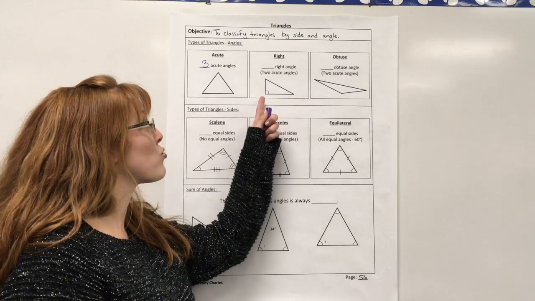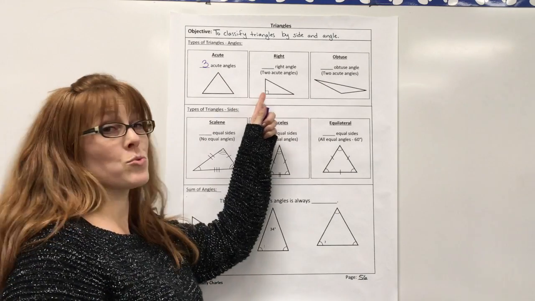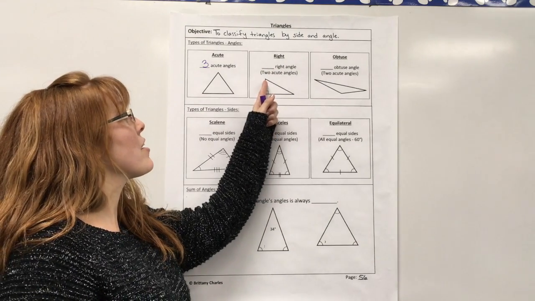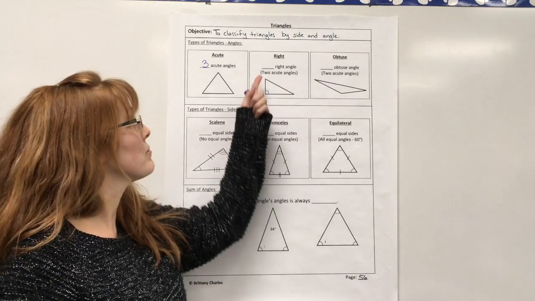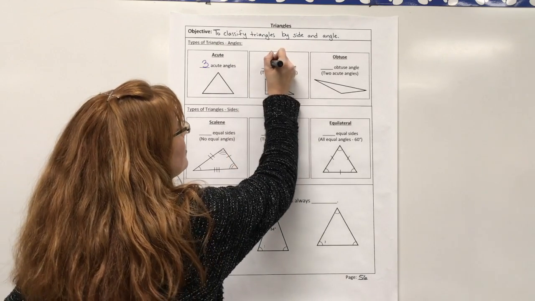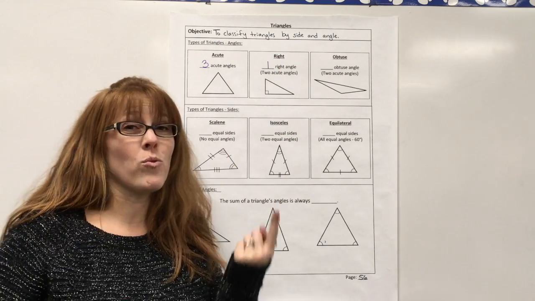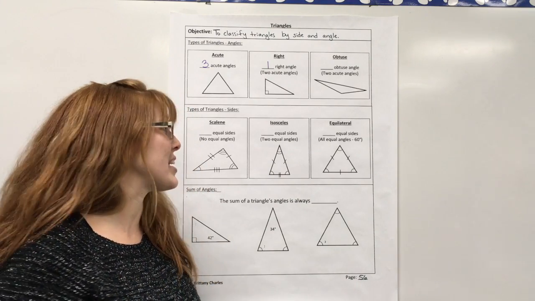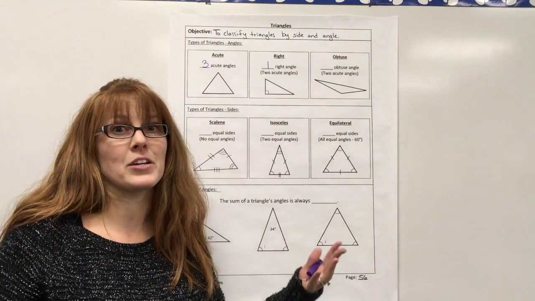Okay, the next one is a right triangle. Well, if it's a right triangle, that means it has a 90-degree angle. So then the other two angles would be acute. So it only has one right angle. And I know it can only have one because if it had two, 90 plus another 90, that's 180 degrees, and that would already not make a triangle.